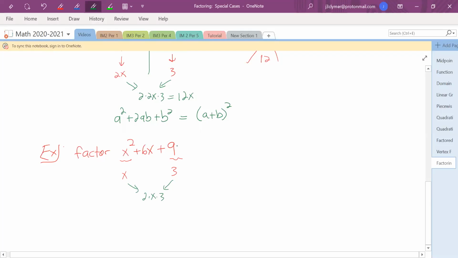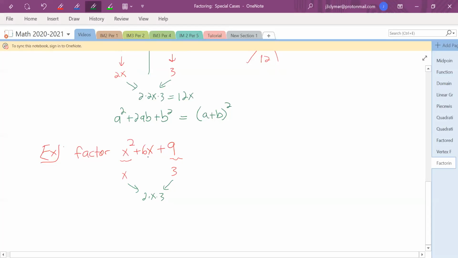Another way to look at it is, if x squared has a coefficient of 1, a leading coefficient of 1, then we really just have to look at the numbers. If the square root of that last term, 3, is doubled and gives us 6, then we're going to have a perfect square. So 2 times 3 times x is 6x, so we do have a perfect square.